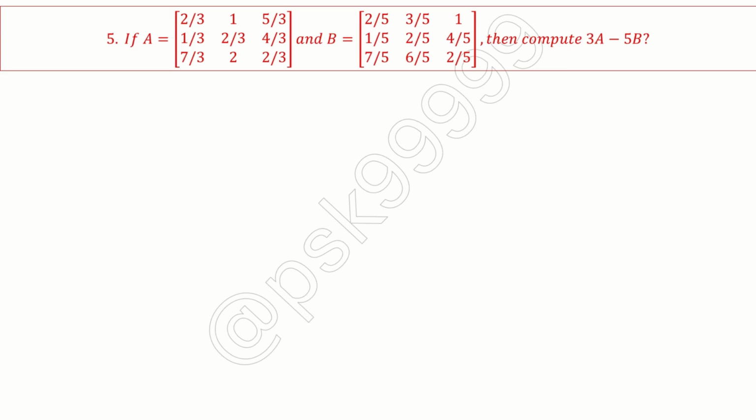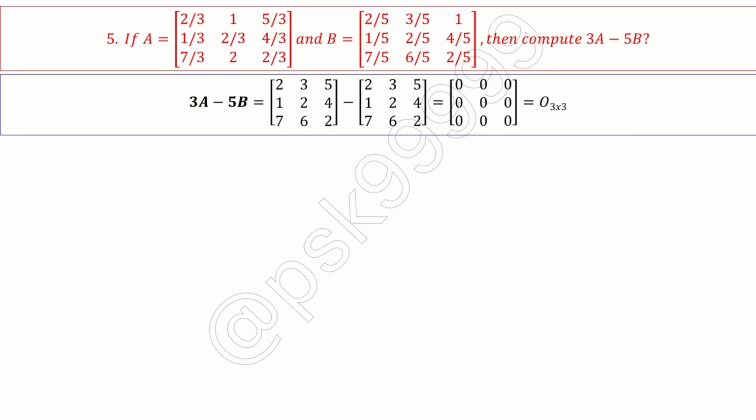Okay. This is another kind of simple problem which you can get. A and B are given. Compute 3A minus 5B. Because orders are the same, I can do scalar multiplication first and then subtract them. Correct. This is the answer. Now you get a null matrix of 3 by 3 order.